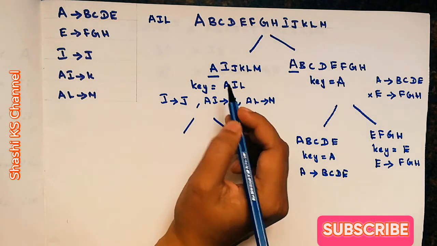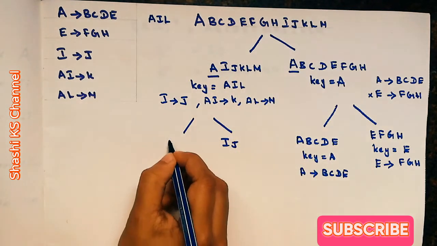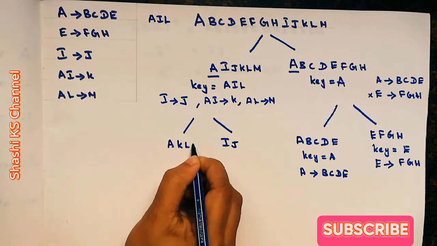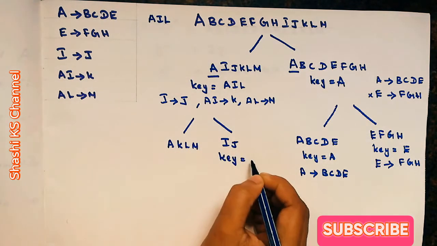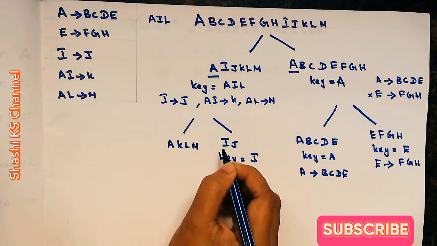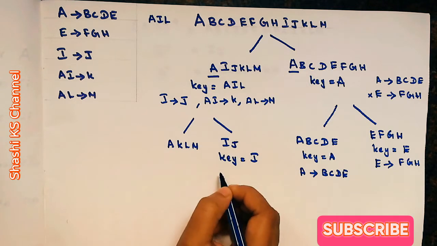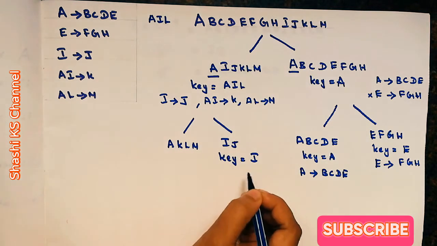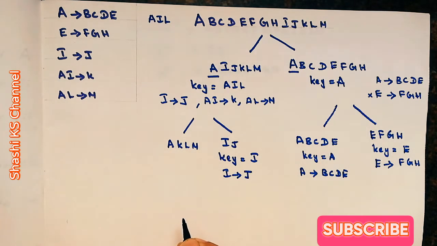What are the remaining attributes? The remaining attributes are A, K, L and M. And what is the key for this relation? The key for this relation is I, because with I I can identify I and J. The key for this one is I, and the functional dependency projection is I determines J.